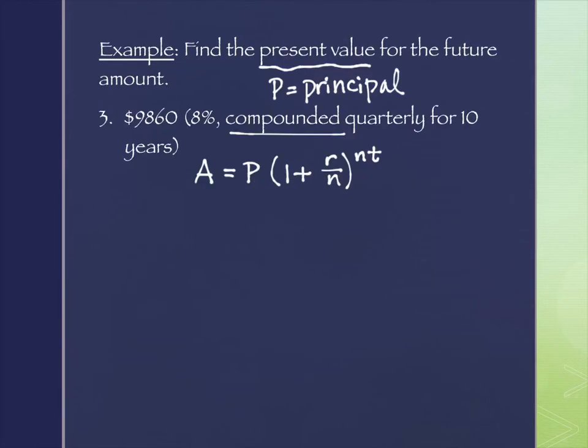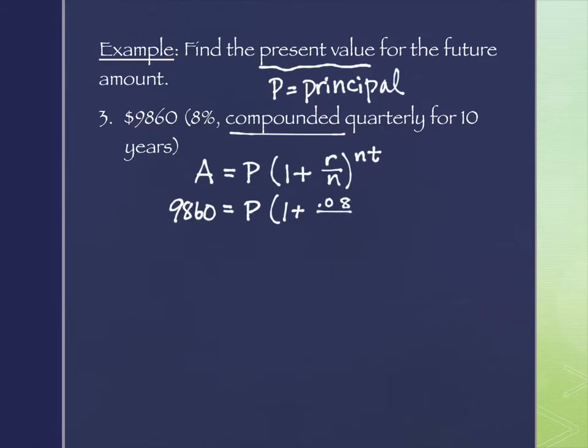So on this one, it tells us we've got the compound interest formula, this is the formula. And it tells us I'm looking for present value, which means I'm looking for P. That's the unknown. However, the 9860, that's my A. My interest rate this time, 8%. What is that as a decimal? 0.08.